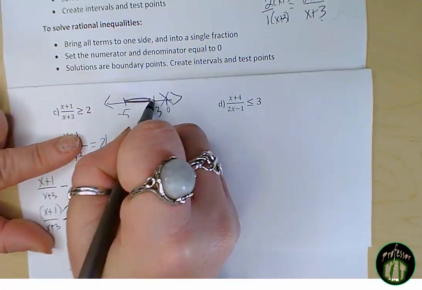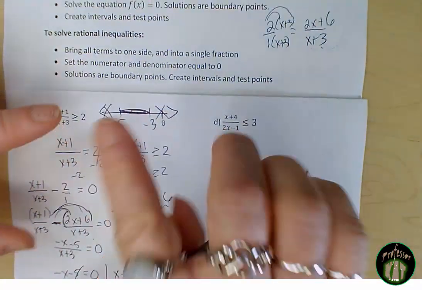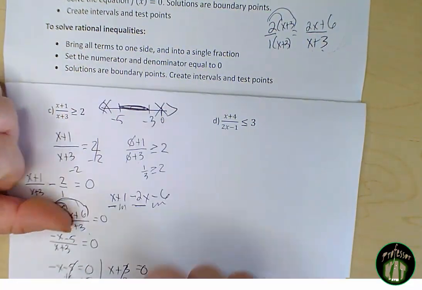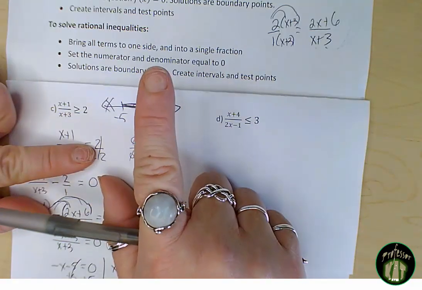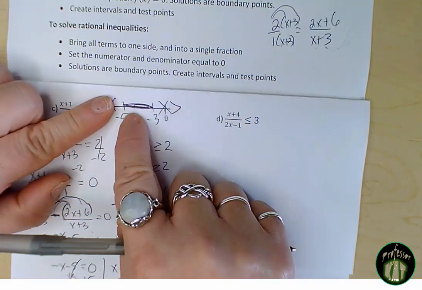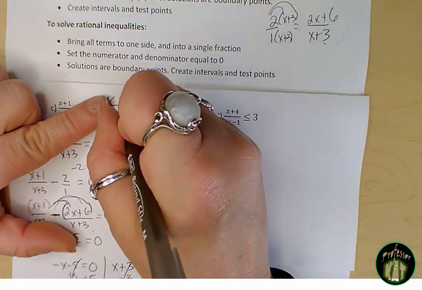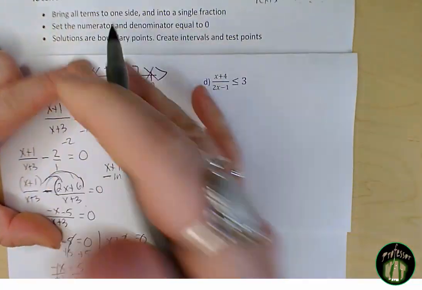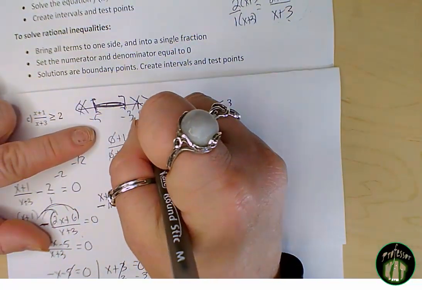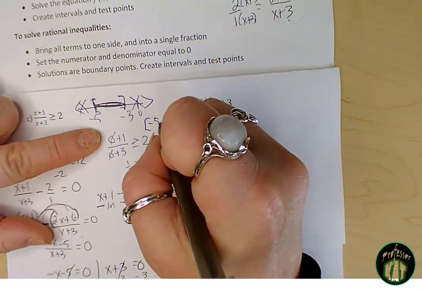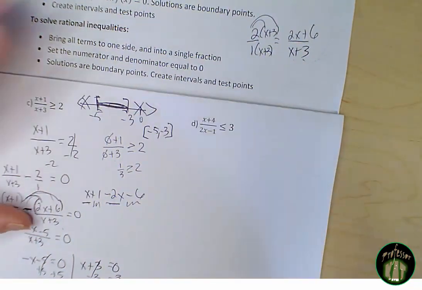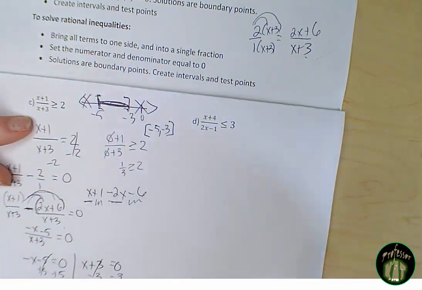Which means we are shading the middle section and then not the ends, right? We're either shading the middle or we're shading the outsides. But since this section didn't work, that means we're shading the middle, which means our interval notation with brackets here is going to be open bracket, -5 to -3. Oh, I'm sorry, close bracket.